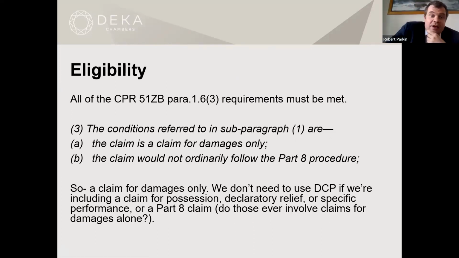There's a lot. What you need to look at is subparagraph 3, paragraph 1.6 of the practice direction. Here's the first two. The claim is a claim for damages only, and the claim would not ordinarily follow the Part 8 procedure. So we're talking about a Part 7 claim for damages. Do Part 8 claims ever only involve a claim for damages? I don't think I've ever seen one that does, or at least not a proper Part 8 claim, but suppose you did have that, you couldn't use DCP to make your Part 8 claim. Claim for damages only, claim that would not ordinarily follow the Part 8 procedure.